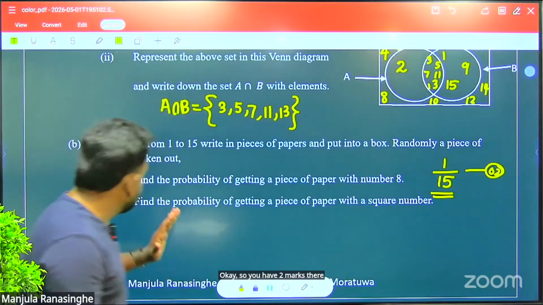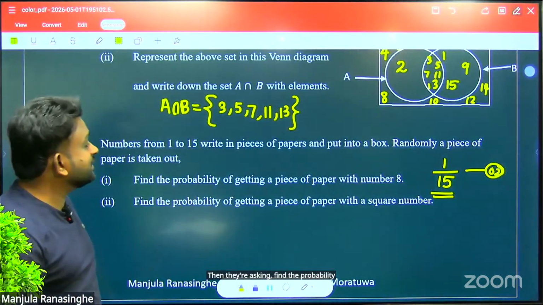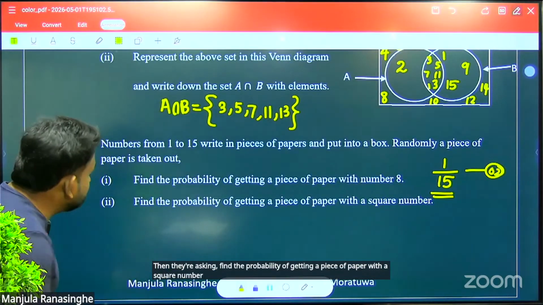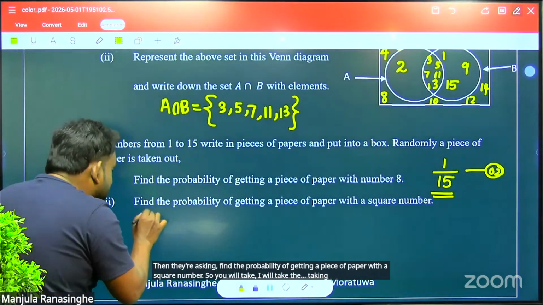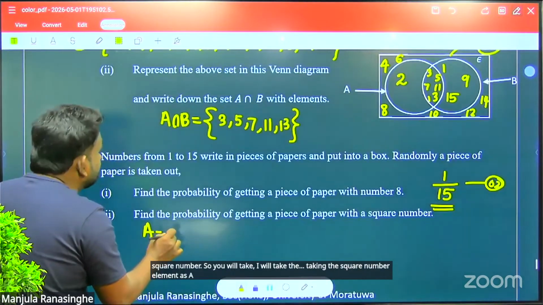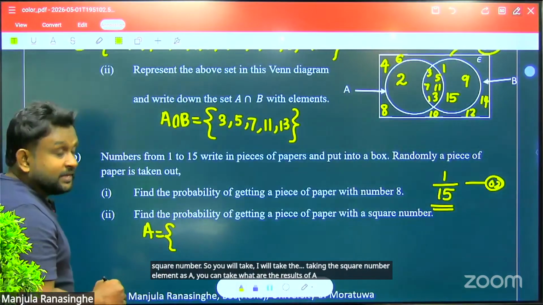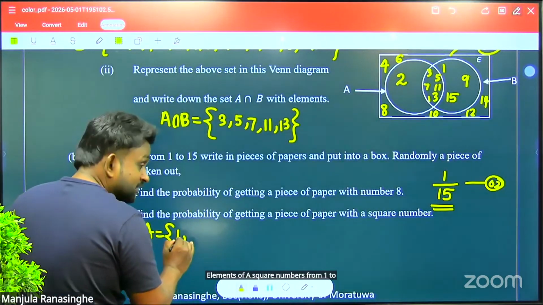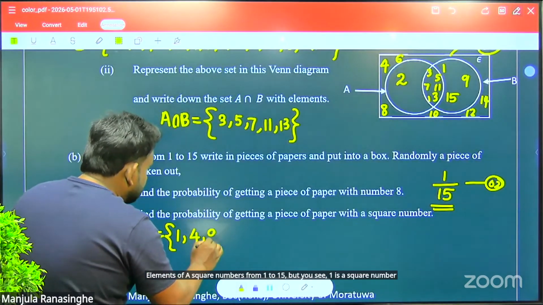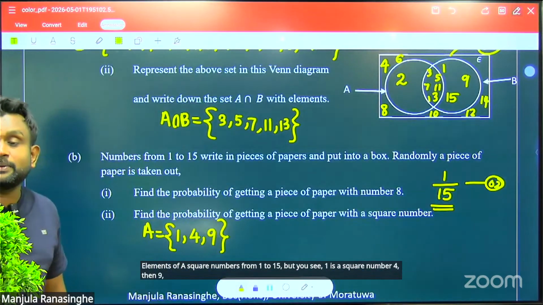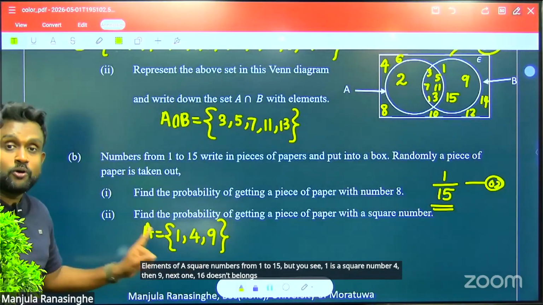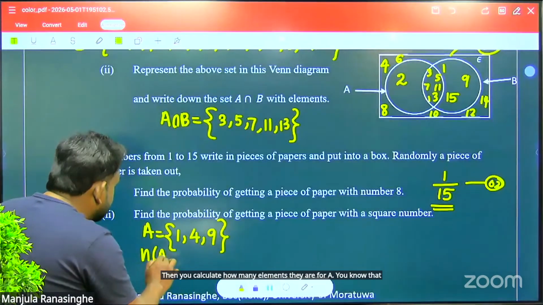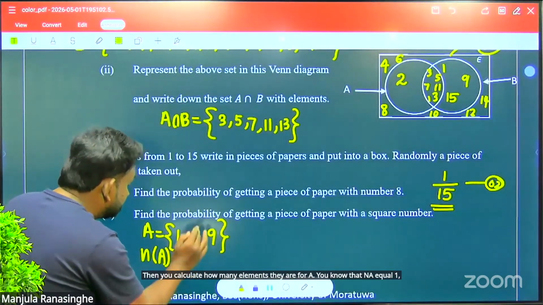Then they are asking, find the probability of getting a piece of paper with a square number. I will take the square number elements as A. What are the elements of A? Square numbers from 1 to 15. You see 1 is a square number, 4, then 9; the next one, 16, doesn't belong. Then you calculate how many elements there are in A. You know that n(A) equals 3 elements.